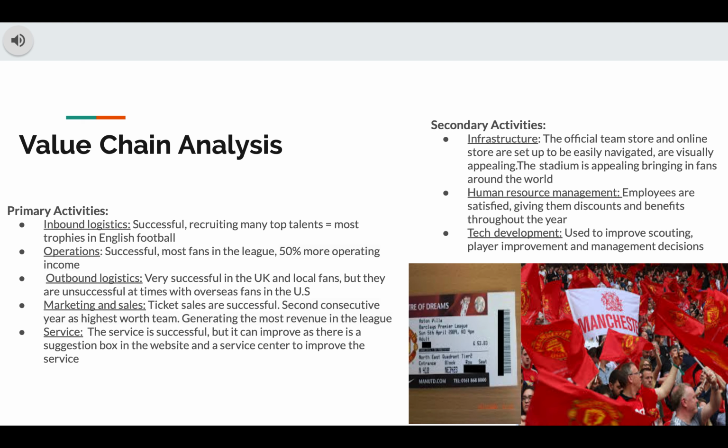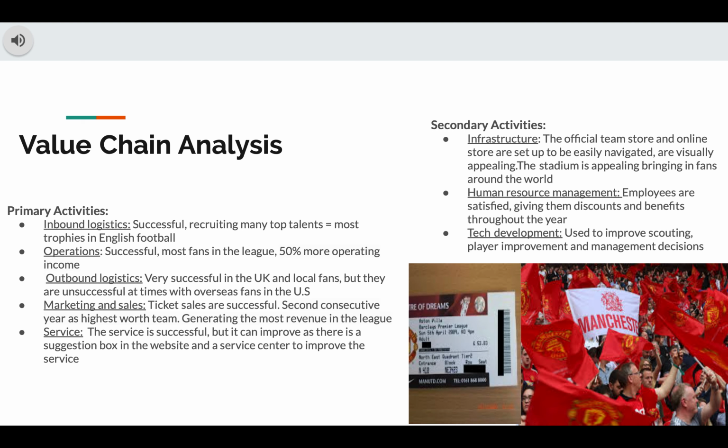This is Ryan Osborne as we take a look at the value chain analysis. In the value chain analysis, the primary activities consist of inbound logistics, operations, outbound logistics, marketing and sales, and service. Manchester United is pretty successful in all 5 categories. In the inbound logistics, they're successful as they recruit many top talents to lead them to the most trophies in all of English football.